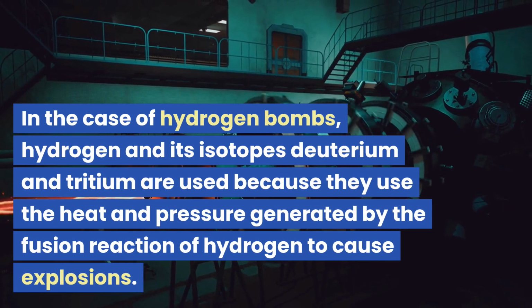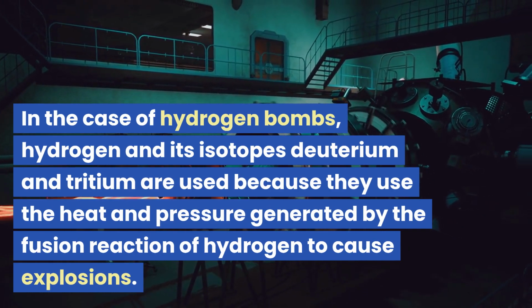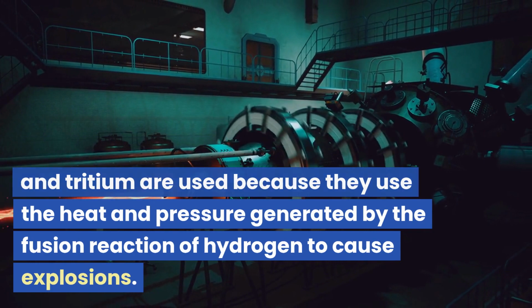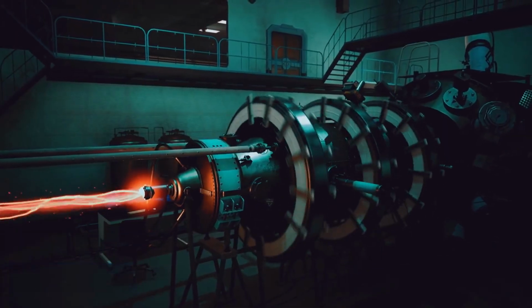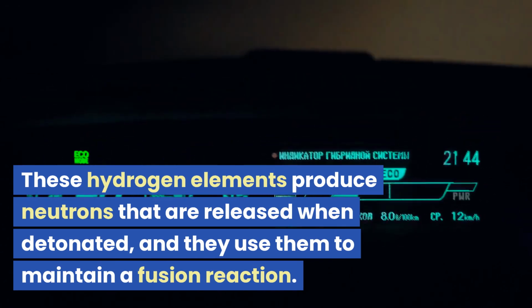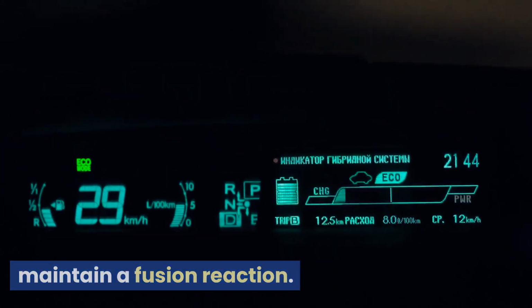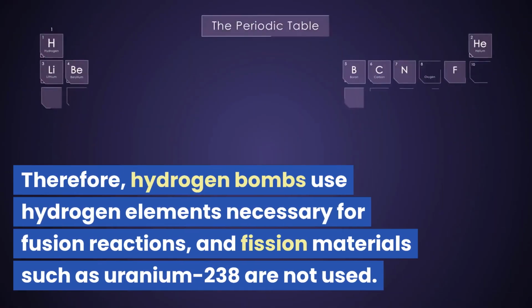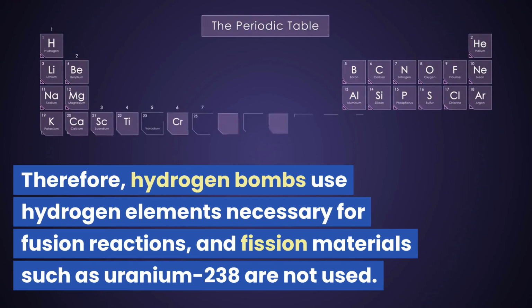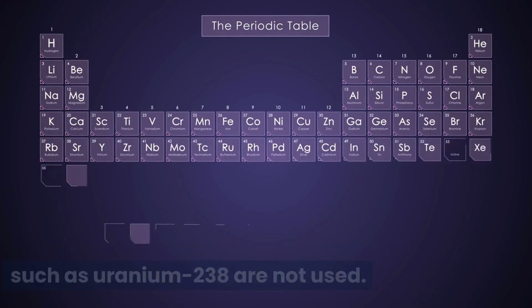In the case of hydrogen bombs, hydrogen and its isotopes deuterium and tritium are used because they use the heat and pressure generated by the fusion reaction of hydrogen to cause explosions. These hydrogen elements produce neutrons that are released when detonated, and they use them to maintain a fusion reaction. Therefore, hydrogen bombs use hydrogen elements necessary for fusion reactions, and fission materials such as uranium-238 are not used.